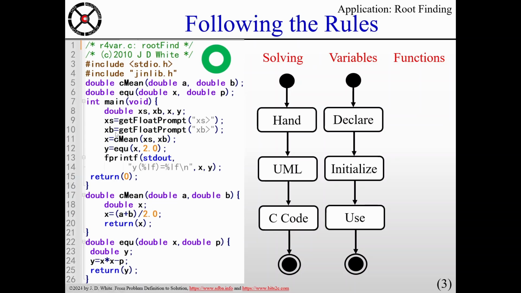Once it's been on the left-hand side, it's been initialized, then we can use it. So for example, here I'm using XS and XB to calculate X, and now I'm using X to calculate Y. It has already been initialized and it was already declared. So X was declared, it was initialized, now it was used.